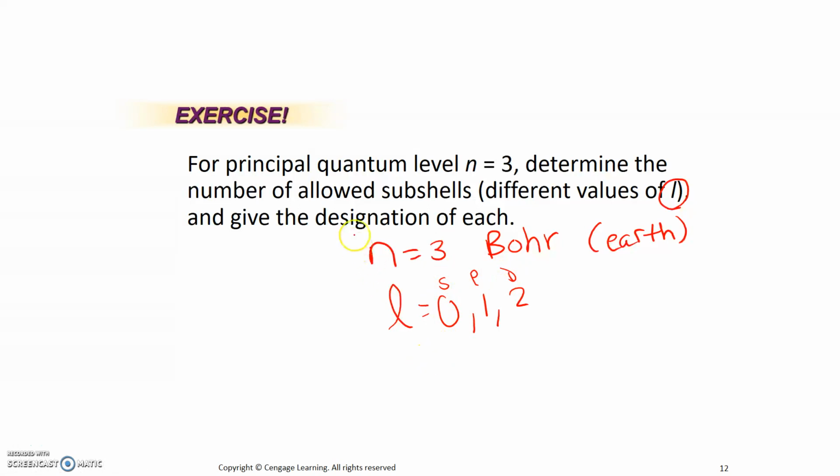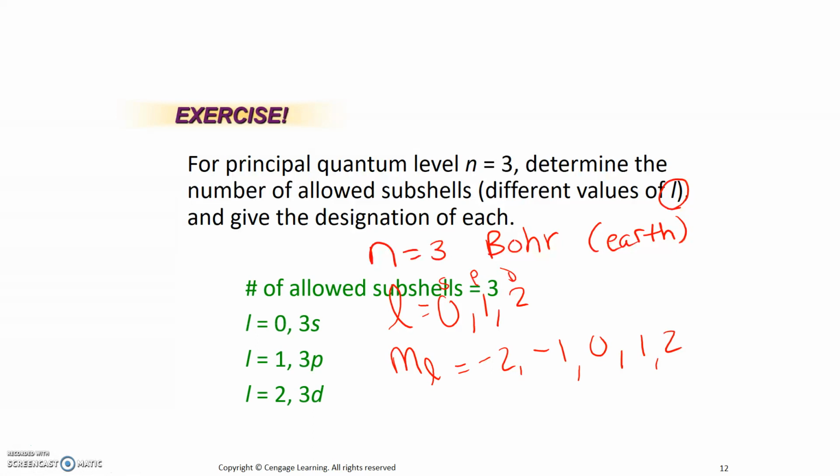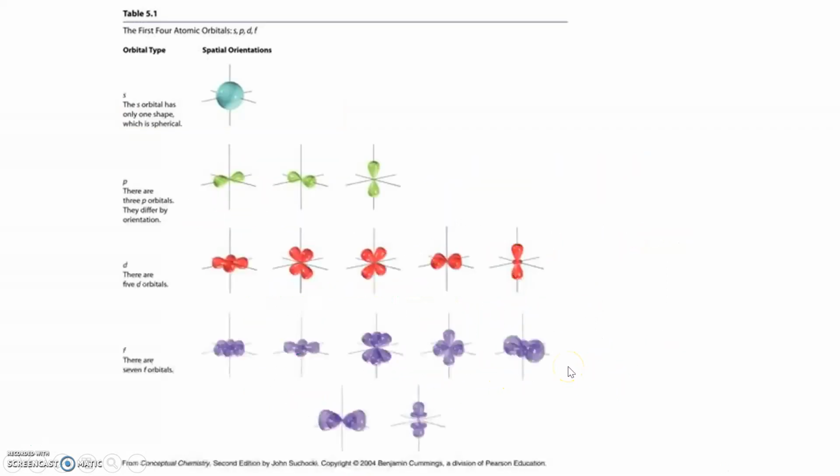What's the next one? Oh, m sub L. I can go all the way from negative the largest number, so negative 2, negative 1, 0, 1, 2. Okay, so number of allowed subshells. For 0, I only have S. For 1, I extend up to P, and for 2, I can extend up to D. So 1, 2, 3, and so on.